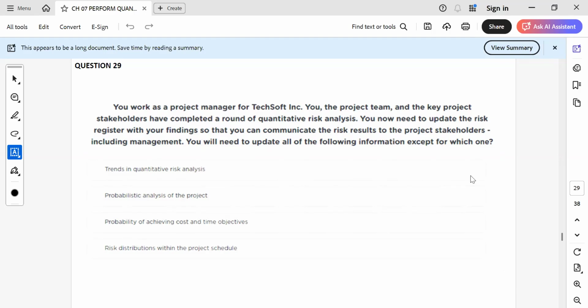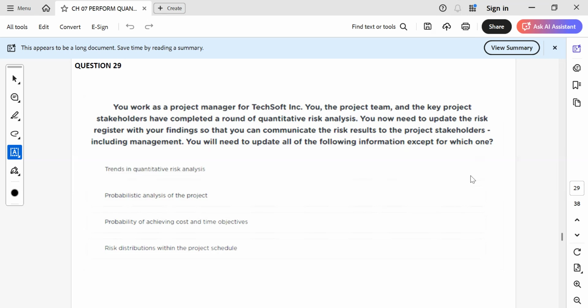Probabilistic analysis of the project, probability range. After Monte Carlo, we write what is the range, what is the percent of completing the project at this time, at this cost. Probability of achieving cost and time objectives is the result of quantitative analysis. Risk distribution within the project schedule will be the answer, because the above three are all outputs of quantitative analysis.